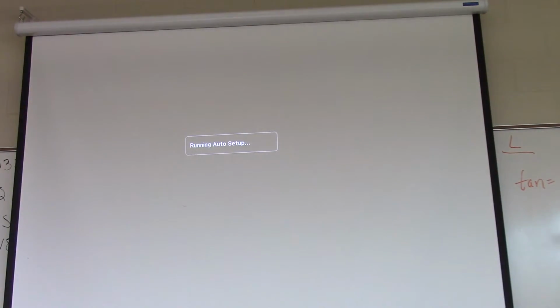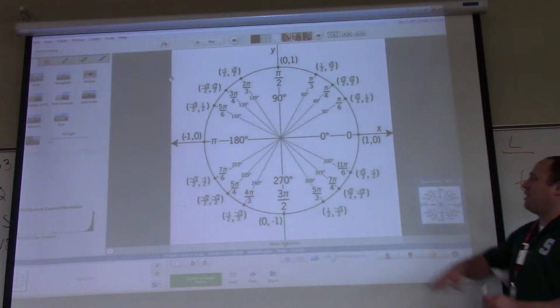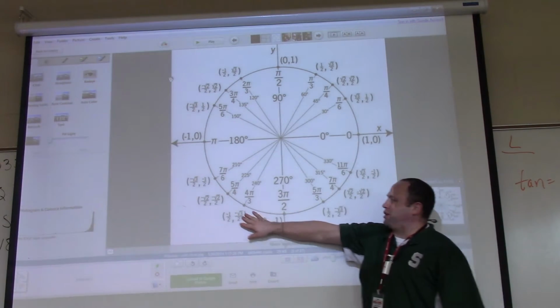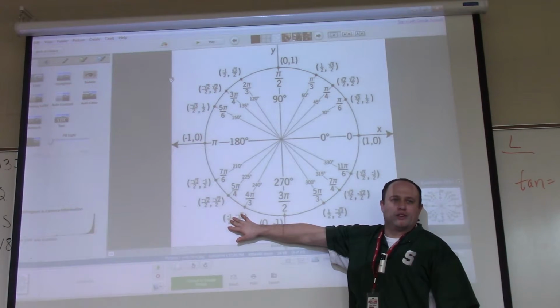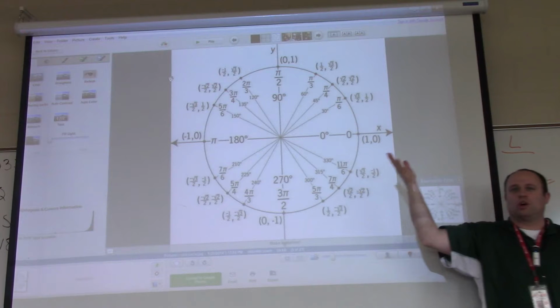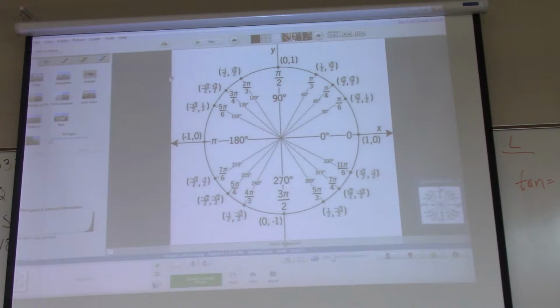Because negative times negative is positive. If I'm in this quadrant, positive divided by positive is positive. If I'm in this quadrant, negative divided by negative is positive. But in these two, there's only one negative, which would make it negative, right? Okay, let's move on. Let's make this even easier.